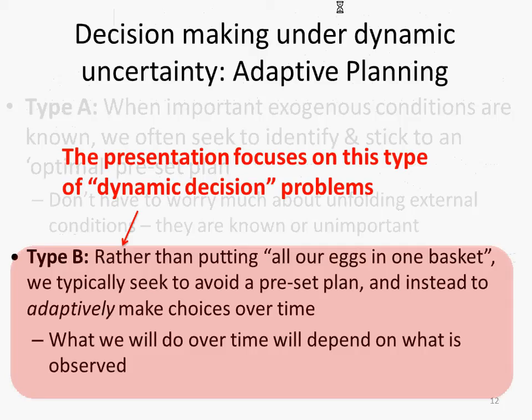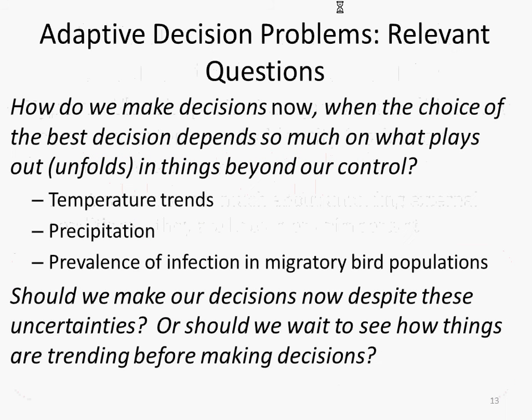And it's hard. We're trying to adaptively make decisions over time to take into account how long it takes our choices to have an effect at the same time as that uncertainty. So here's the quandary. How do we make decisions now when the choice of the best decision depends so much on what plays out going forward? Things beyond our control. We need to make a decision now, but we're making it in this welter of uncertainties concerning what's coming up. And should we move aggressively now, or should we kind of wait and see?